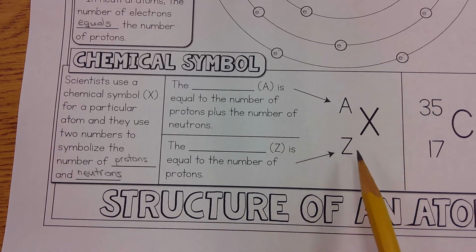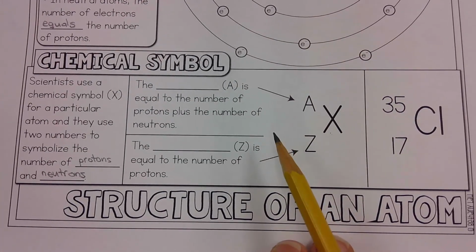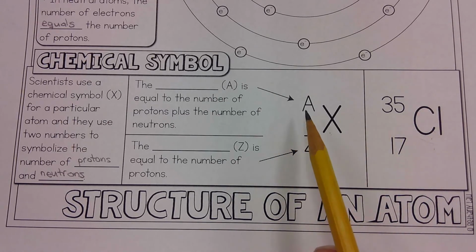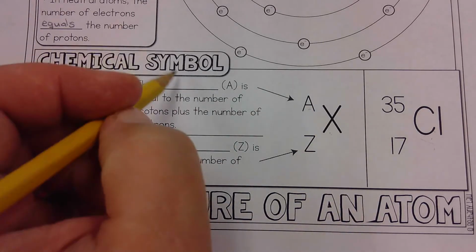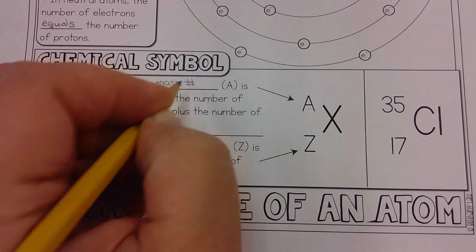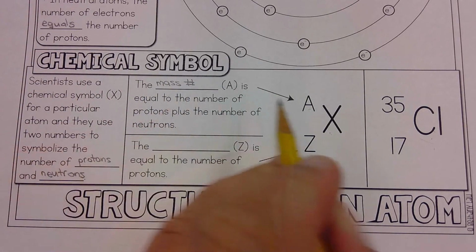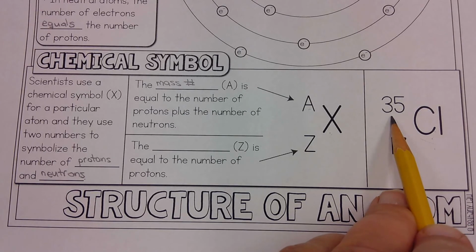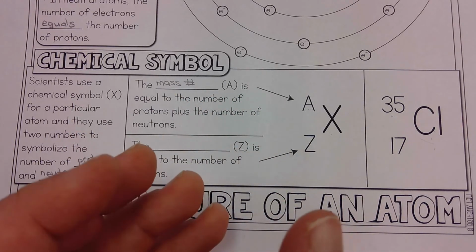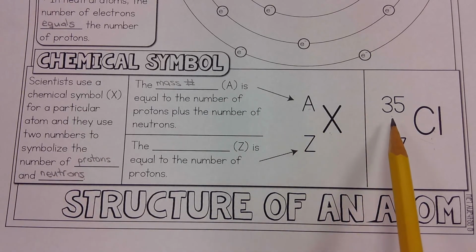So here we have a basic chemical symbol. X would be the element. You look at this example, Cl, chlorine. That's the actual element. Then the number here on the top is called the mass number. The mass number is equal to protons plus neutrons. So if we see here in chlorine, there are 35 particles in the nucleus, protons plus neutrons, and they're what make up the mass or the weight of that atom. So that's the mass number, protons plus neutrons.